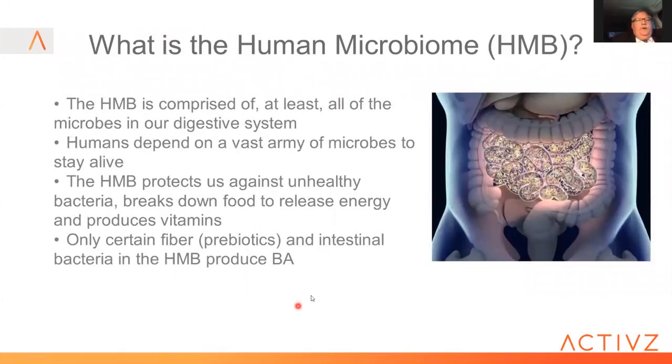So what is the human microbiome? The microbiome is comprised of at least all of the microbes in our digestive system. Humans depend on a vast army of microbes to even survive. The microbiome protects us against unhealthy bacteria, breaks down our food, and releases energy to produce vitamins and certain fibers. Prebiotics and intestinal bacteria in the microbiome produce our butyric acid.